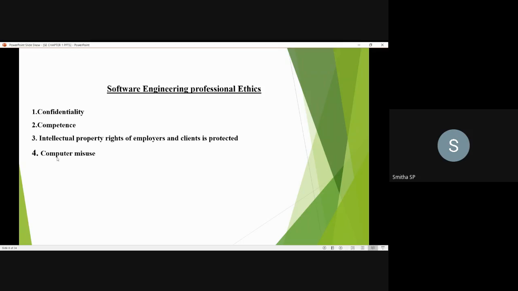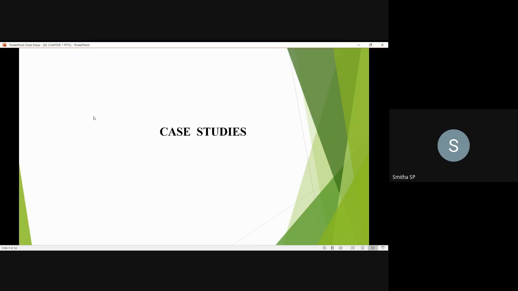And the next thing is computer misuse. It describes that you should not use your technical skills to misuse other people's computers. So these are the four professional ethics a software engineer should have. Next, we shall move on to case studies. Now we will be discussing a few of the case studies.